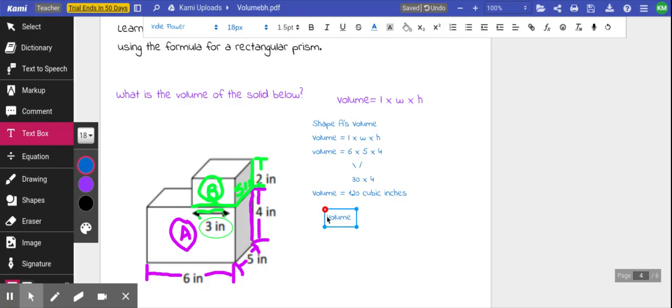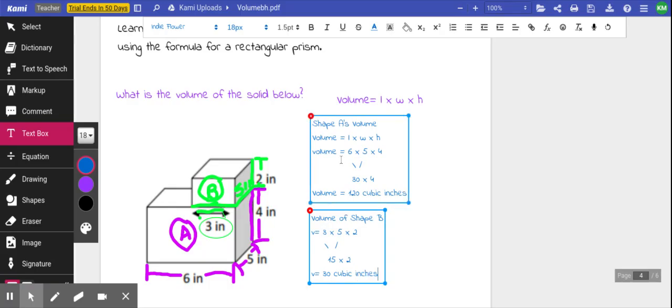So volume of shape B. We know shape B, the length is 3 inches, the width is 5 inches, and the height is 2 inches. So we know 3 times 5 is 15. And then we know 15 times 2 will give us 30. So the volume of shape B is 30 cubic inches. And I'm going to highlight.